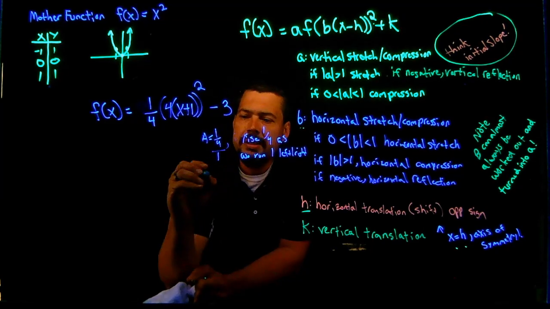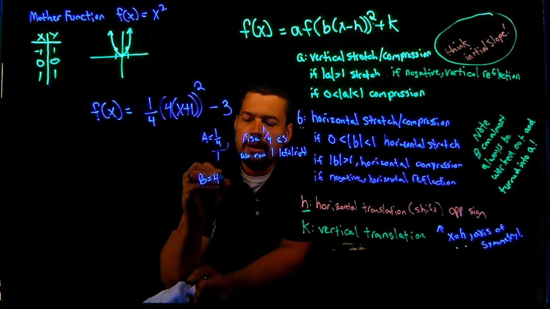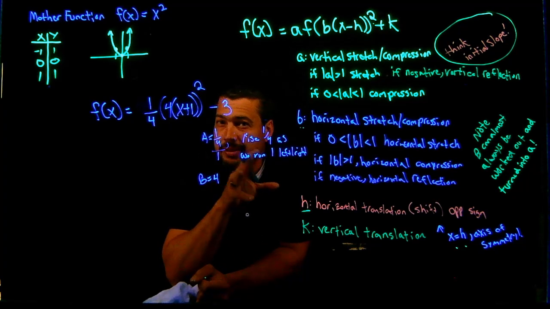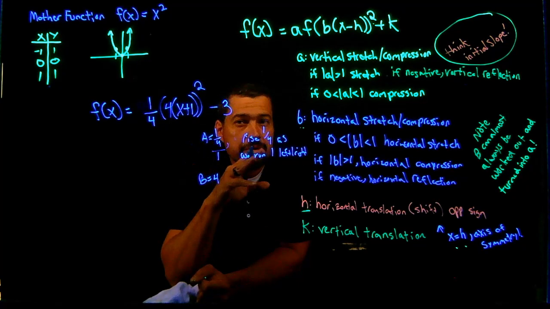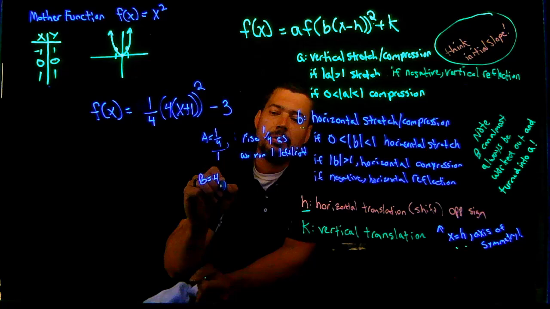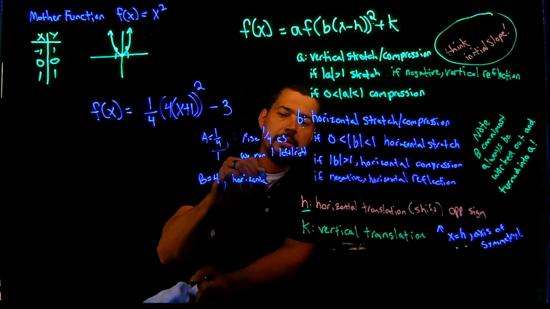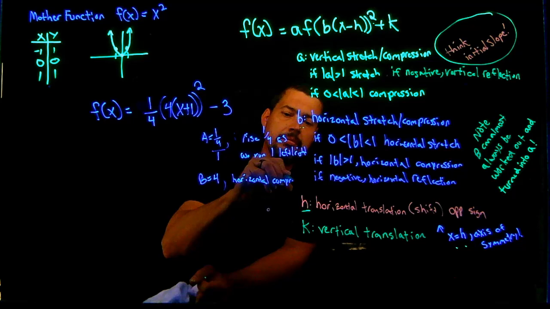All right, now B is 4. And B is one of these things that a lot of people just don't like. And I literally try to work it out. And you can almost always work it out. B is 4. This is actually a horizontal, not stretch, compression.